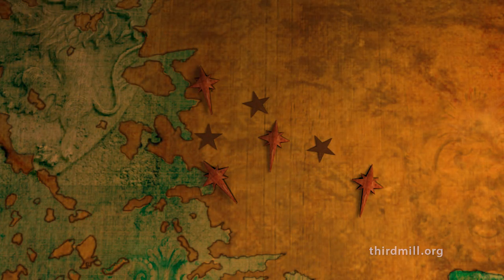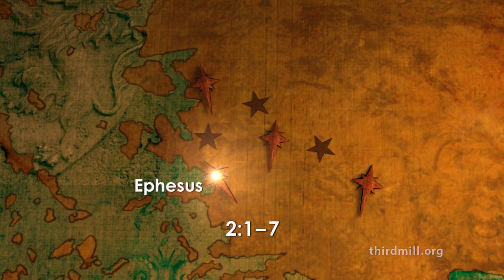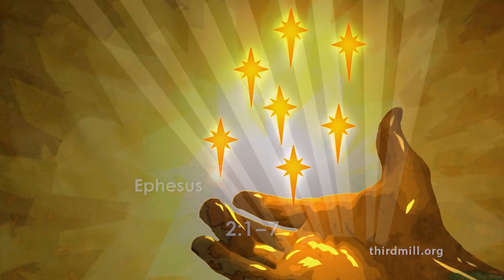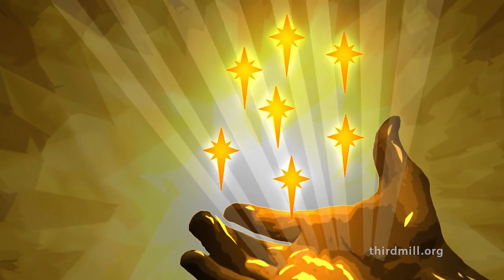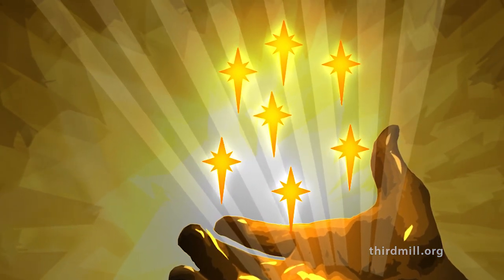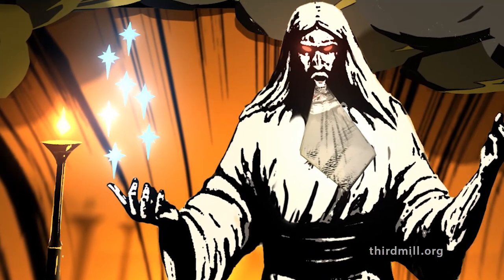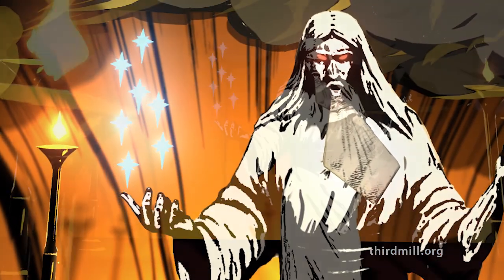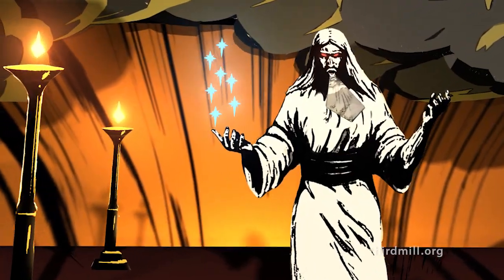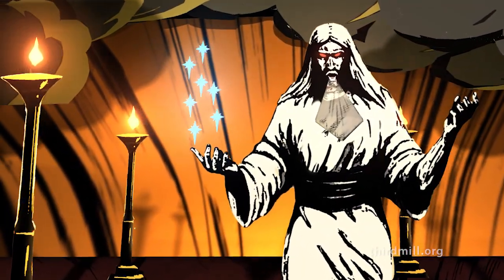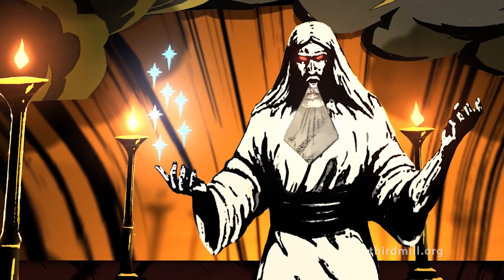We'll look briefly at each of these letters, beginning with the letter to Ephesus in Revelation chapter 2, verses 1 through 7. In this letter, John introduced Jesus as the one who holds seven stars in his right hand as he walks among the seven golden lampstands. This description emphasized the light of Christ's glory and power. As their king, Jesus gave a mixed evaluation of the church in Ephesus.